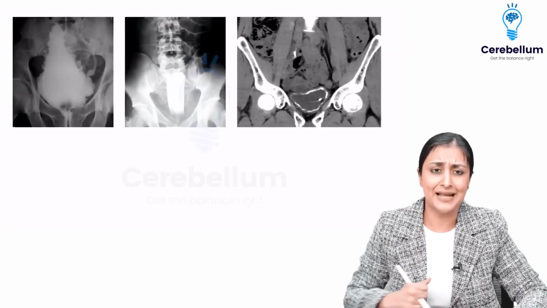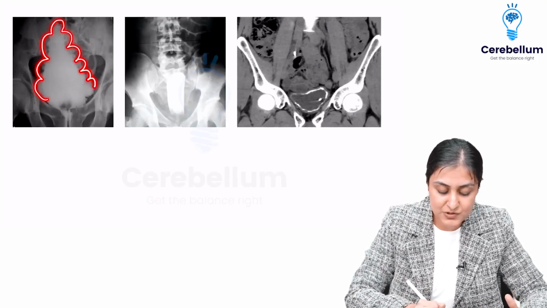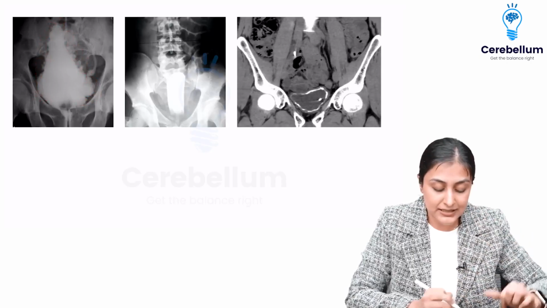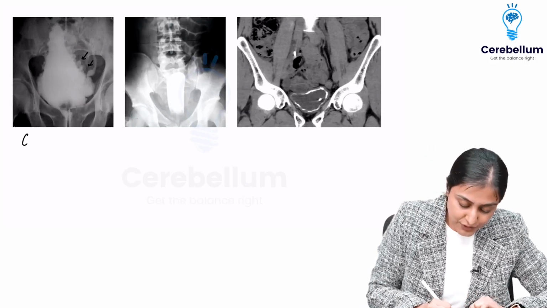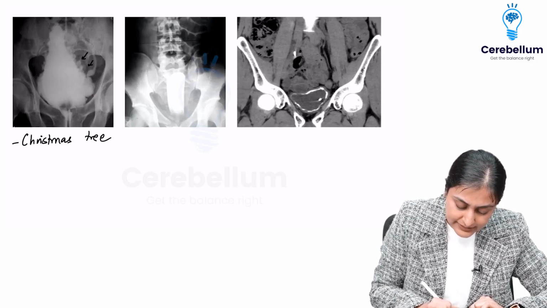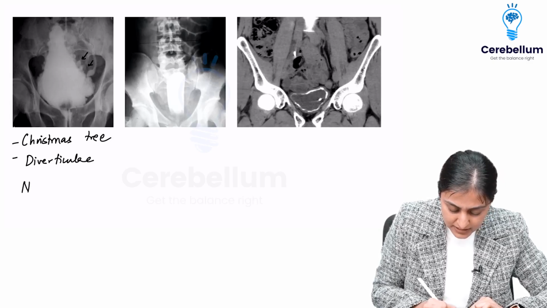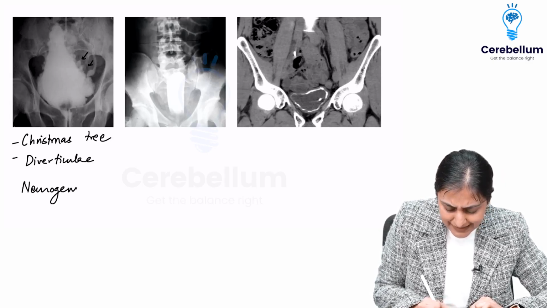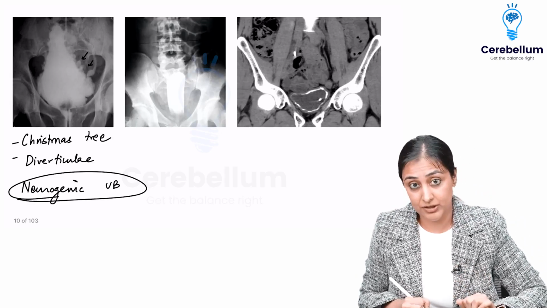Yeah. Few more bladder appearances. What is this? You all know it looks like a Christmas tree. The bladder is vertically oriented with these multiple diverticulae. So Christmas tree bladder with multiple diverticulae around it. What is this? This is our neurogenic bladder. So this is neurogenic bladder, Christmas tree with diverticulae.